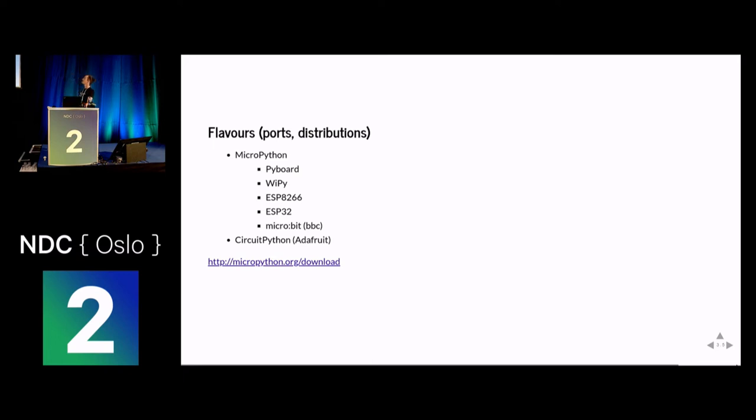MicroPython comes in many different ports, distributions. The Pi board has its own port. You also have other ports, such as the ESP8266, ESP32. Adafruit came up with its own flavor of MicroPython that they call CircuitPython, and it's easier to interact with their products that way. But they're all fairly similar.